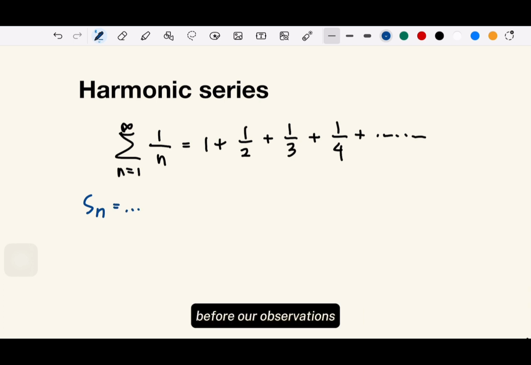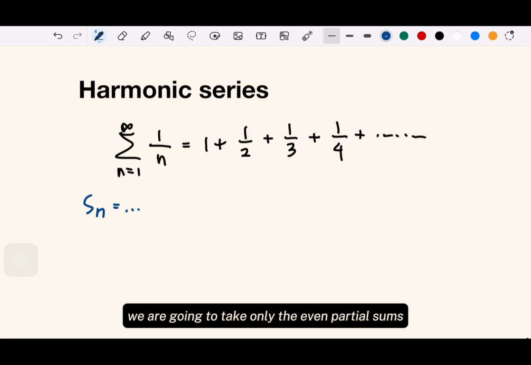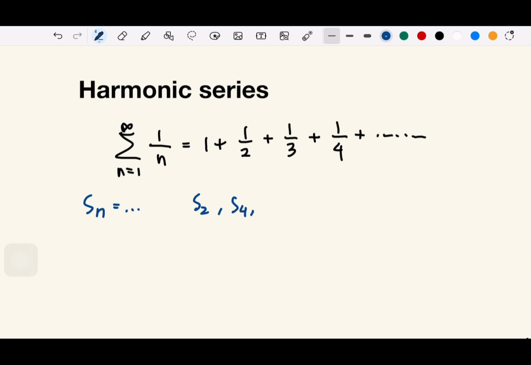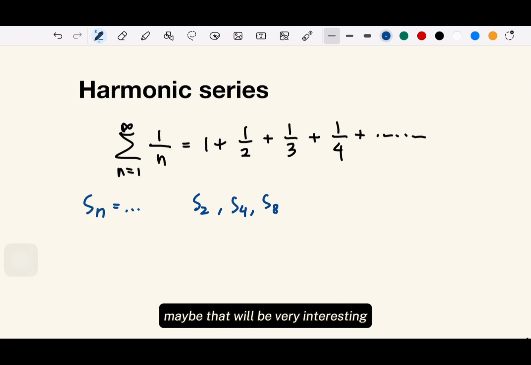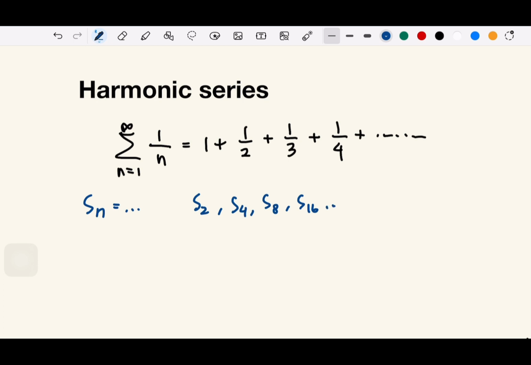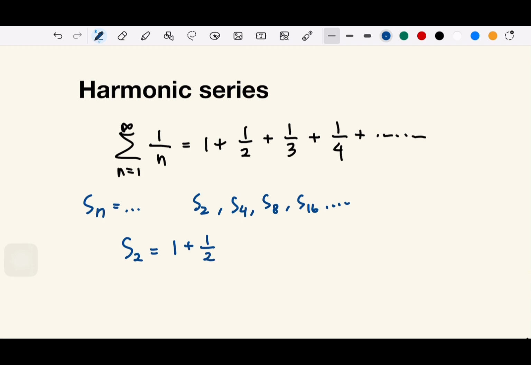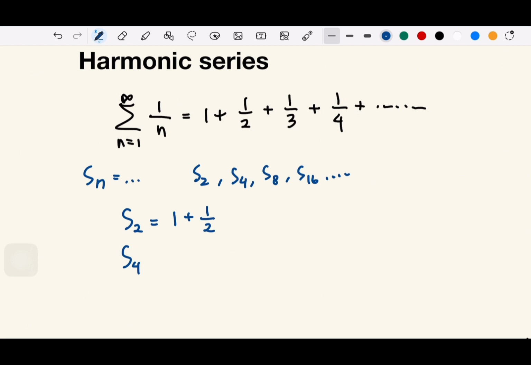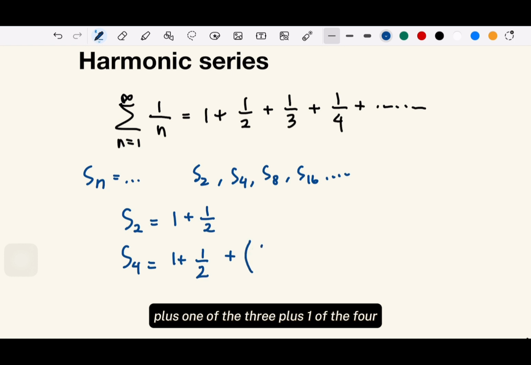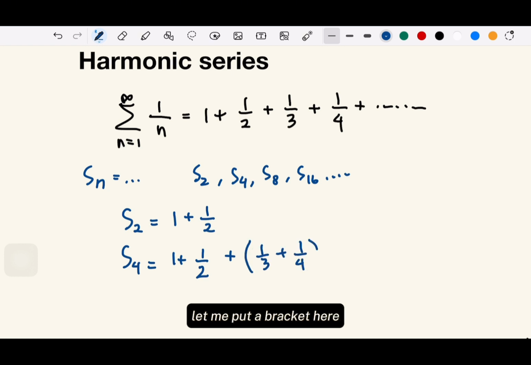Before our observations, we are going to take only the even partial sums, which means that we are going to check S2, S4, maybe just the powers of 2, maybe that will be very interesting. We are going to observe this part here. So when we plug in S2, we have 1 plus 1 over 2. When we have S4, this is 1 plus half plus 1 over 3 plus 1 over 4. Let me put a bracket here.